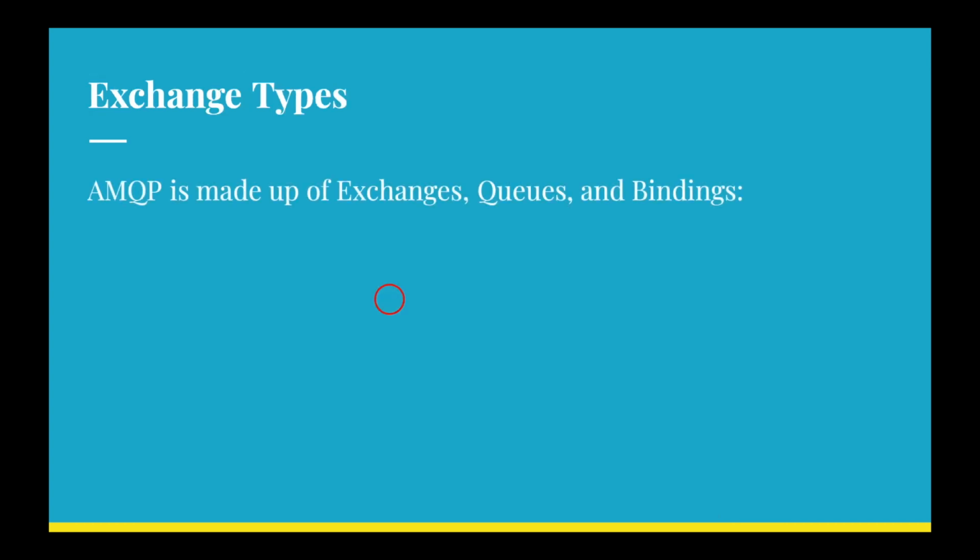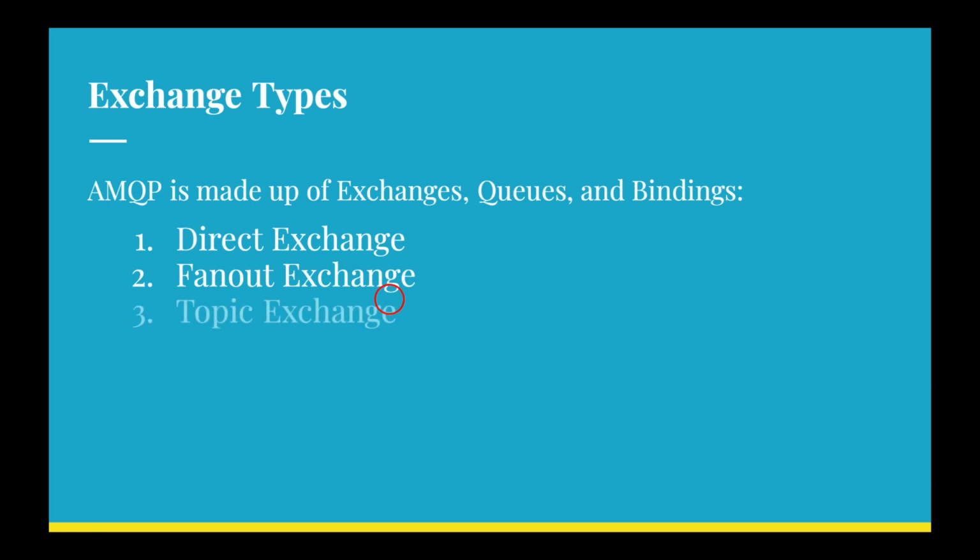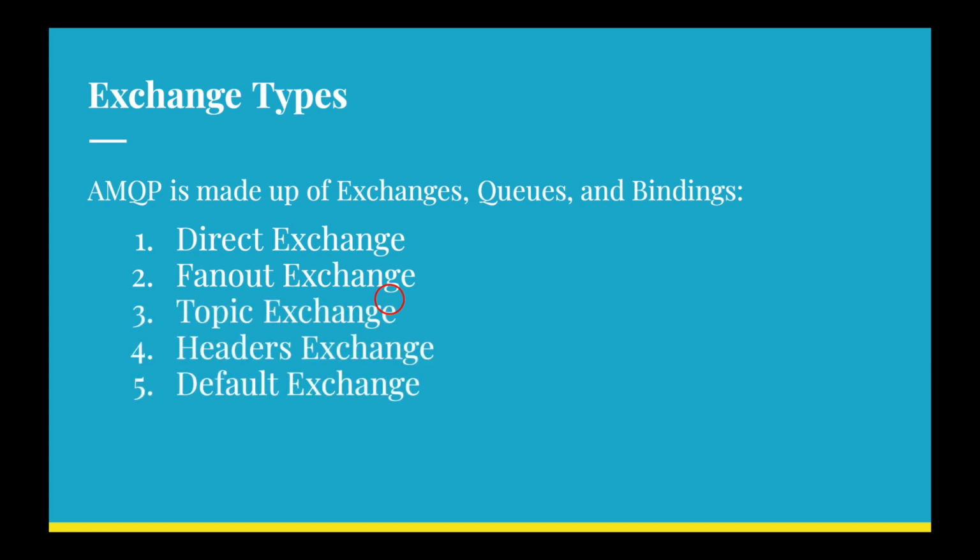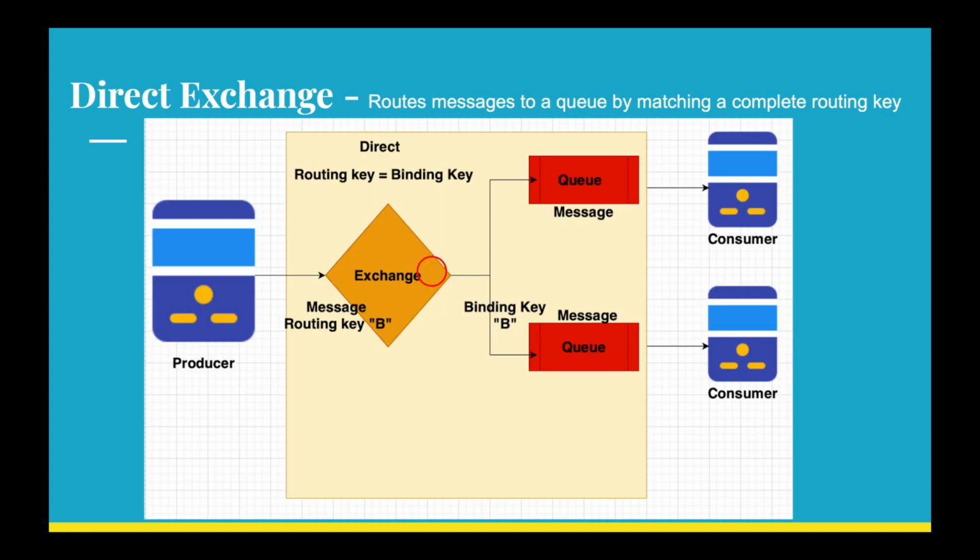We have a couple of exchange types. AMQP is made up of exchanges, queues, and bindings. The types are direct exchange, fanout exchange, topic exchange, headers exchange, and default exchange, that is the nameless exchange. I'm going to explain these now, and after that I'm going to show you practically as well. Let's begin with the first one, that is direct exchange.